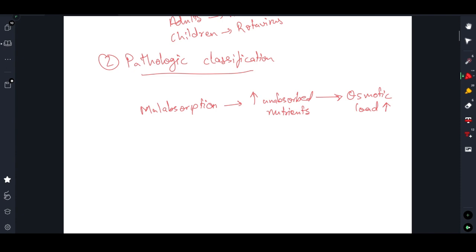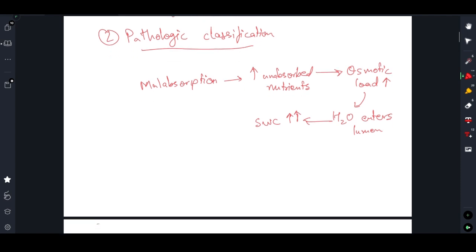So basically, as osmotic load goes up, water will be drawn in from the mucosa towards the lumen, right? So water enters the lumen from mucosa, due to which your stool water content will go up, which will ultimately result into diarrhea, right? So this is the first case wherein malabsorption resulted in increased amount of unabsorbed nutrients within the lumen, due to which the osmotic load went up, due to which water will enter lumen from mucosa, increasing the stool water content, ultimately resulting into diarrhea, right?